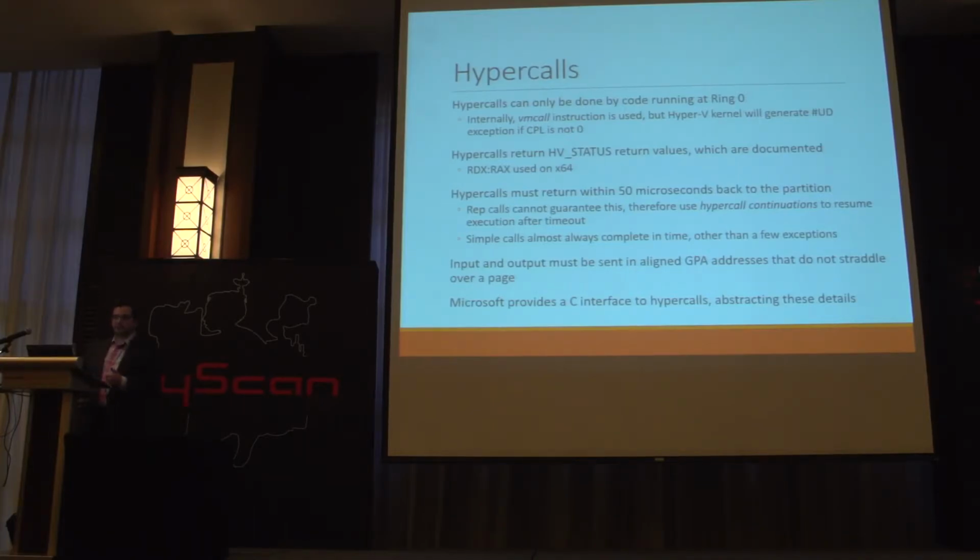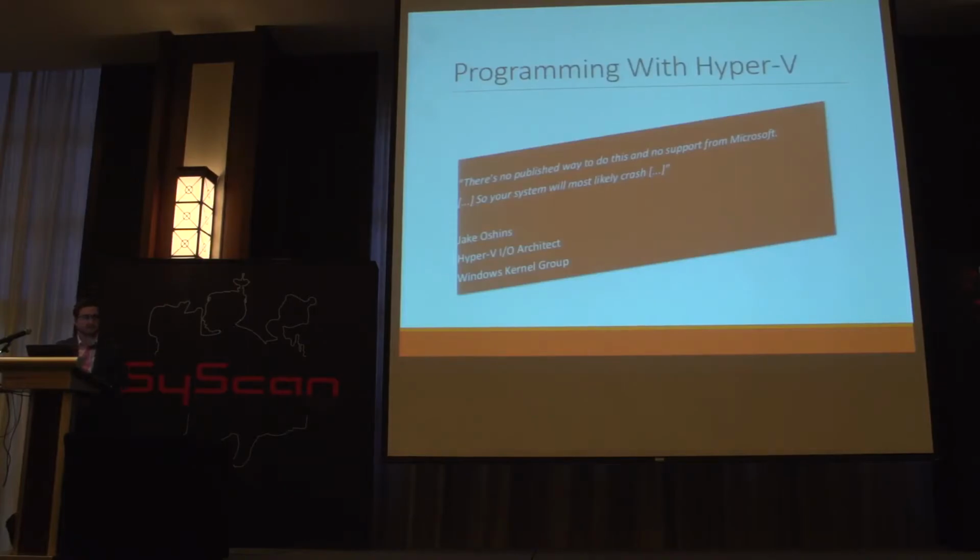A hypercall will then return a status value in RDX, RAX, and like I mentioned, due to latency constraints, hypercalls have to return within 50 microseconds. If they don't, then you do a continuation, and that's what rep calls are used for. Simple calls almost always come back within 50 microseconds, so you don't have this problem. Input and output have to fit in a single GPA page, and it has to be aligned correctly. And although hypercalls have to be done through assembly code, Microsoft provides an interface so you can do hypercalls from C code as well. So that's your quick hypervisor internals.